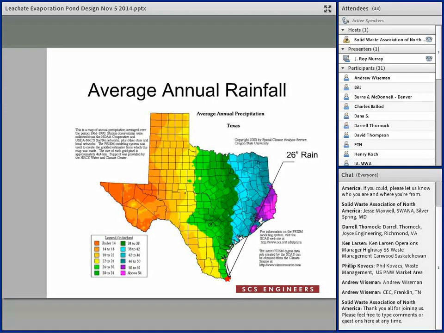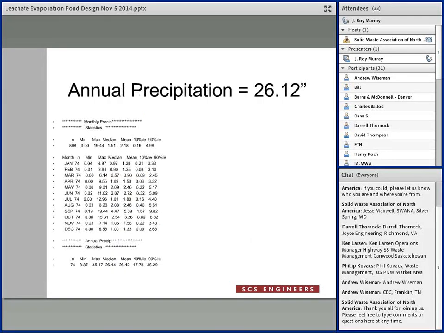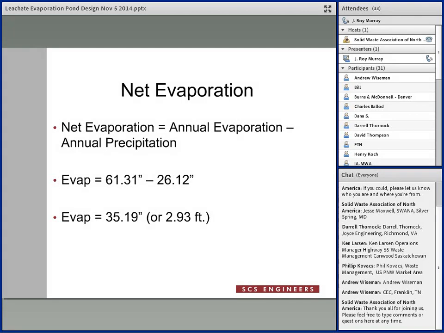So the average annual rainfall, the site gets about, as you can see, it's down there on the southern tip of Texas, it gets about 26 inches of rain a year. Once again, we got this information from the Texas Water Development Board, which is National Weather Service information, and the average over the 74 years was 26.12 inches. So our net evaporation is very simply the annual evaporation minus your annual precipitation. In this case, we end up with about 3 feet of liquid that we can evaporate out of those ponds in any given year.